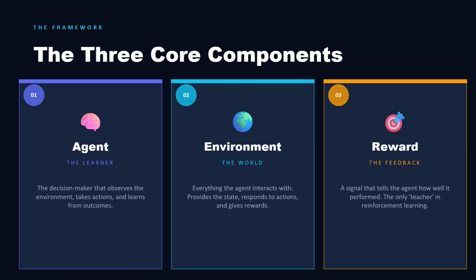Reinforcement learning is built on three components. First, the agent, the learner or decision maker. Second, the environment, everything the agent interacts with. And third, the reward, the feedback signal that tells the agent how well it is doing.